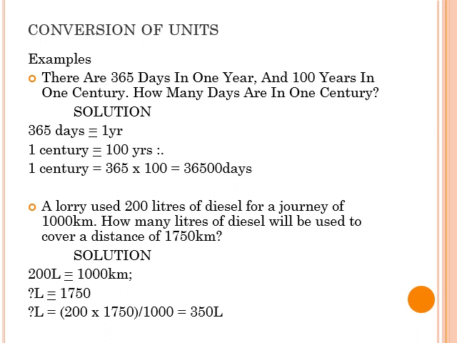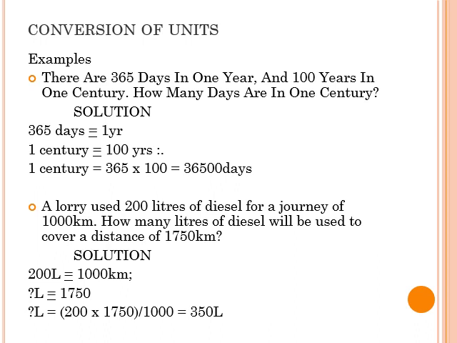There are 365 days in 1 year and 100 years in 1 century. How many days are there in 1 century? Now this is quite a simple and straightforward question. It's basically multiplication.